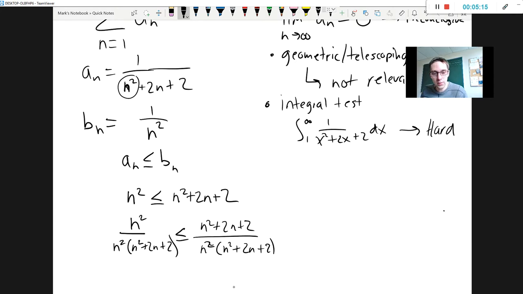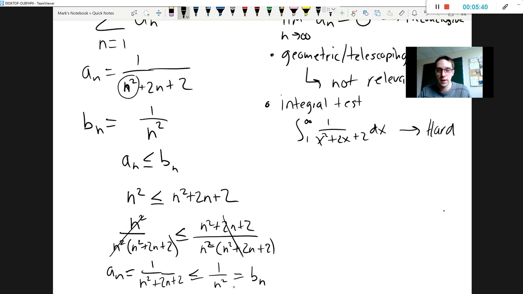Okay, so we've divided both sides by the same thing, and the thing we divided by was positive, so the inequality should stay in the same direction. And if we do that, notice there's some cancellation that happens, and so we're left with 1 over n squared plus 2n plus 2 is less than or equal to 1 over n squared, which is precisely what we were trying to show. The terms in the series that we're interested in, the ANs, are smaller than the terms in the one that we're thinking about comparing to, BN.